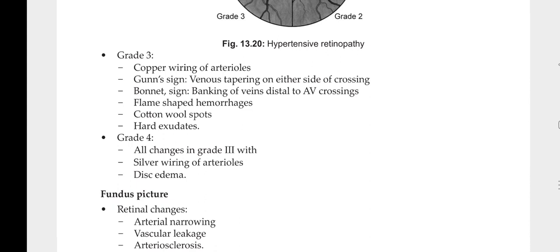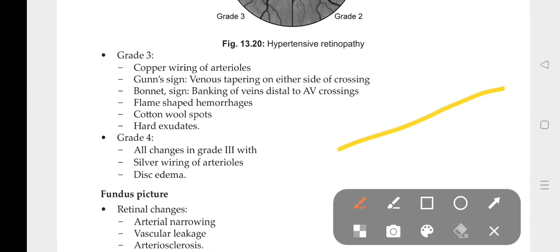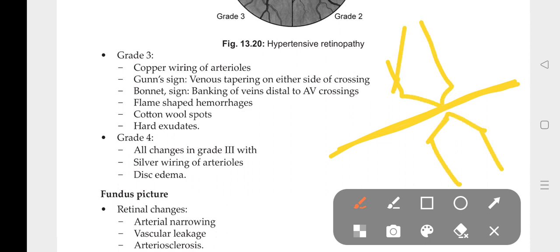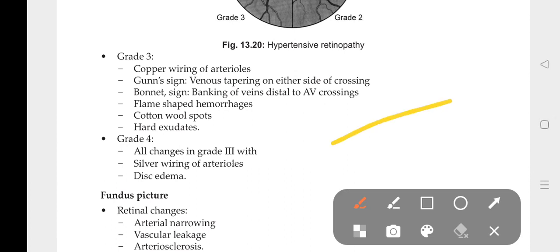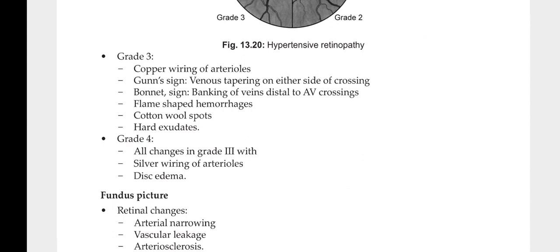Next is gun sign. Let me tell you gun sign here only, like this. This is the artery. Gun sign means it will become like this. This is a vein and this is a gun sign. And in Salus sign there will be crossing difficulty, like this. This will be S shape, Salus sign. I think all 4 you will remember. Gun sign, venous tapering on either side of the crossing. Bonnet sign, banking of the veins distal to the arteriovenous crossing.